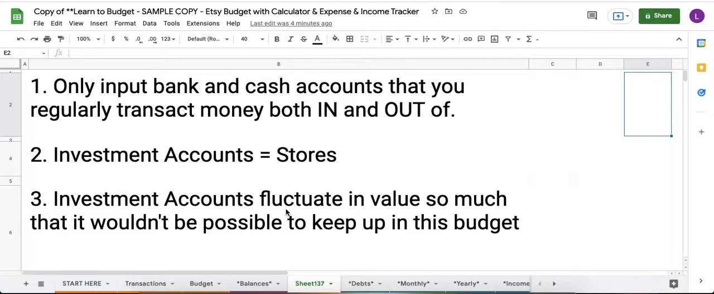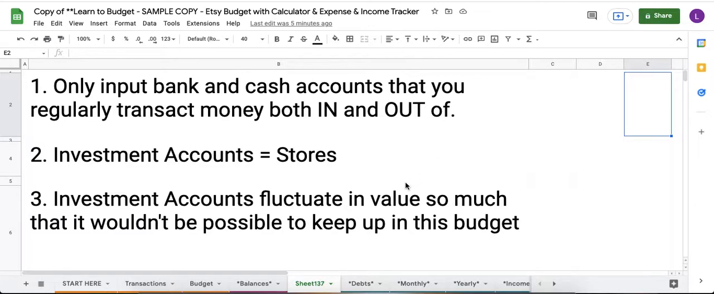And then the third reason we're not putting investment accounts here is because they fluctuate in value so much that it wouldn't be possible to keep up with every little daily transaction that happens. Then you'd be entering hundreds of transactions: it went up 20 cents today, it went down $100 the next day, depending on how much money you have in those accounts, on a daily basis or even an hourly basis. It's not going to be worth it to enter each one of those fluctuations in this transaction tab. So that's probably the biggest reason we are not going to put investment accounts into this budget spreadsheet.